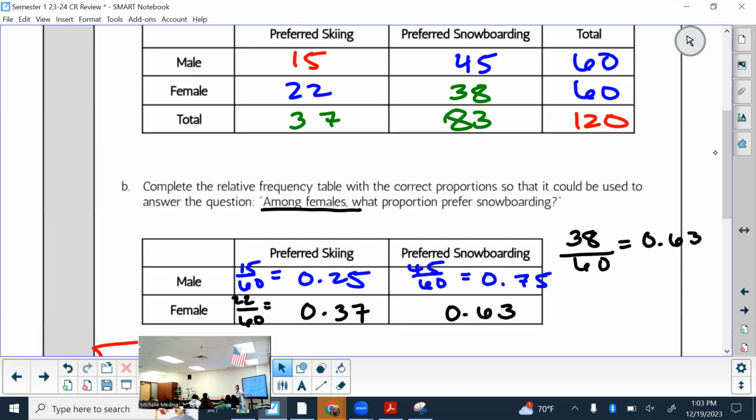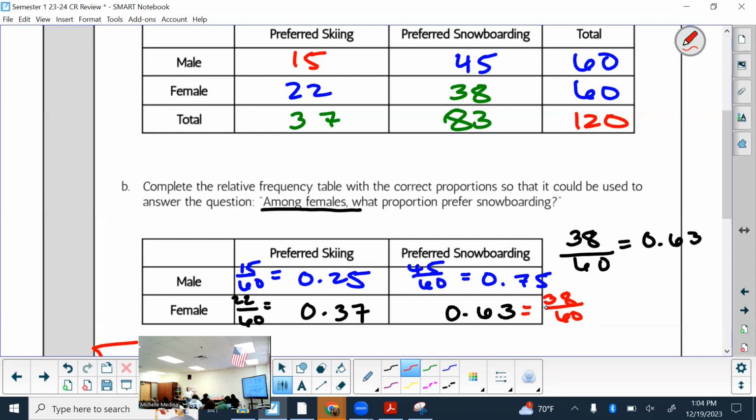So how many females were there? There were 60. How many of them prefer snowboarding? 38. So for this part, the way I got that number was by doing 38 divided by 60. When you put that in your calculator, you get 0.63, which, if you want the percent instead, I would accept both. It would be 63% right there. Then there were 22 females that preferred skiing, so 22 divided by 60 is 0.37. So that answers the question.